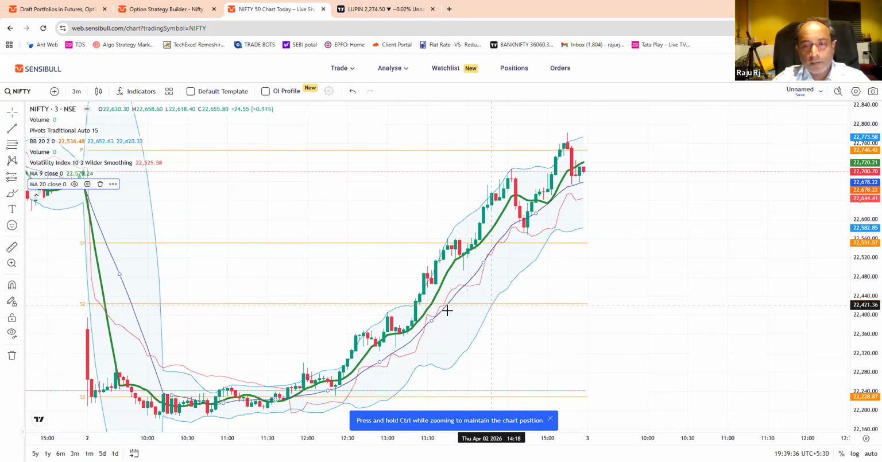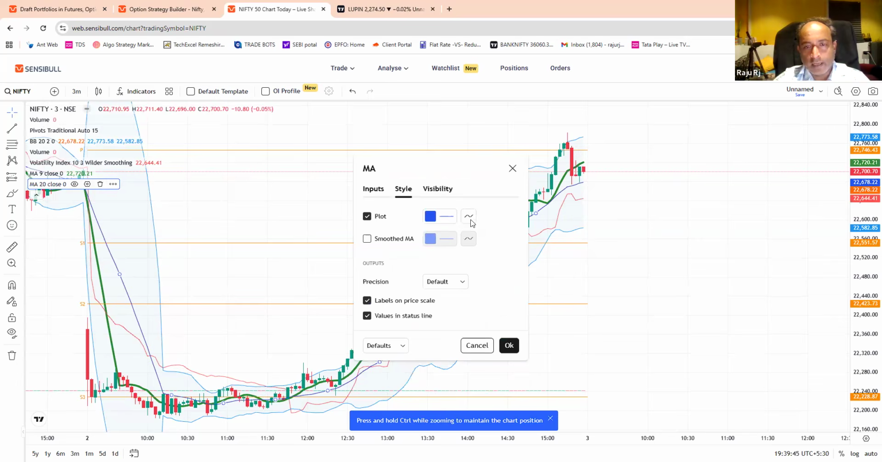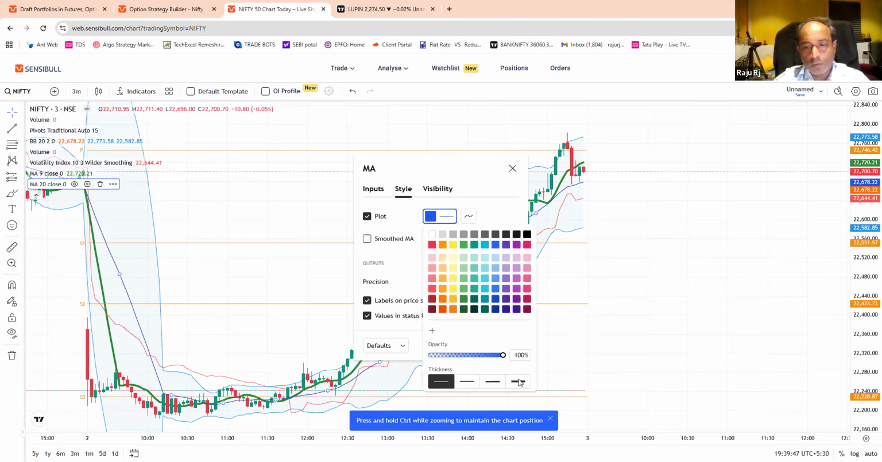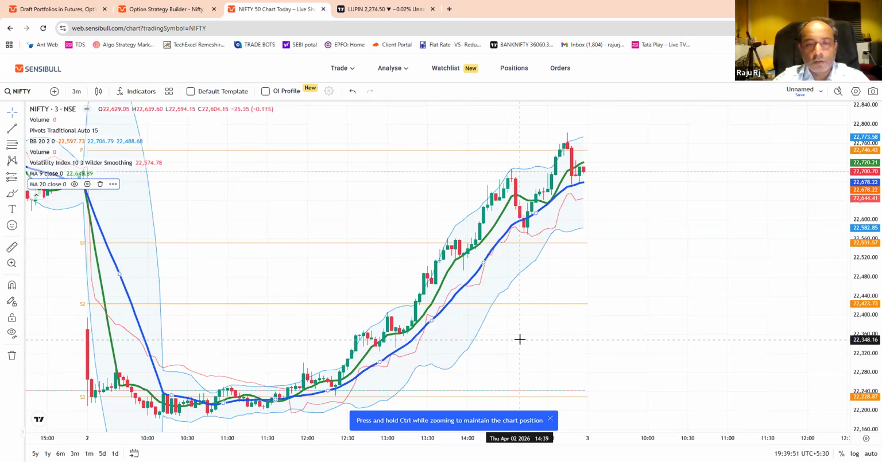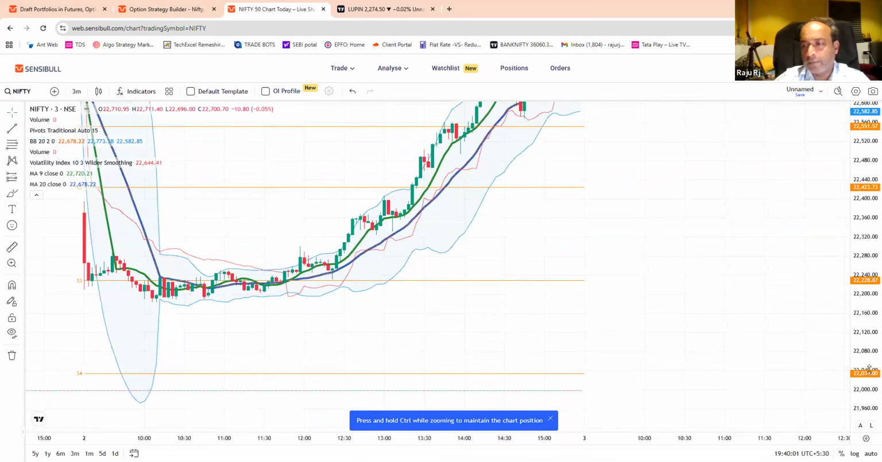So this is a moving average of 20 and 9. For the 20, we can give the style as blue with a thick line. Usually what happens is when the 9 moving average crosses the 20 days moving average, that is where you can enter here. If you see here, that's where I have made it very thick.